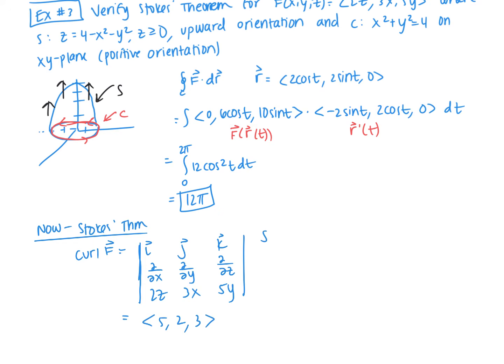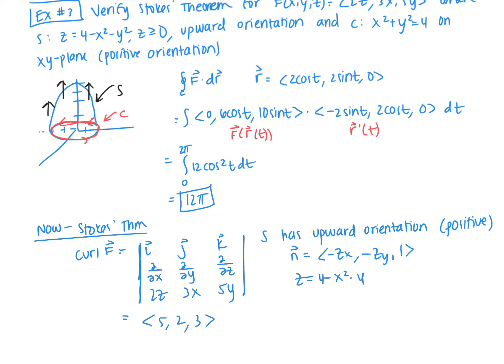So then we said that S has upward orientation, or that's the positive orientation, which tells us then that our n is going to be negative z of x, negative z of y, and 1. And z is that 4 minus x squared minus y squared. So we're going to get 2x, comma 2y, comma 1.